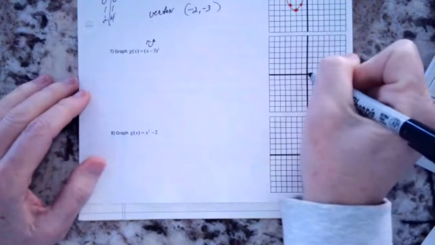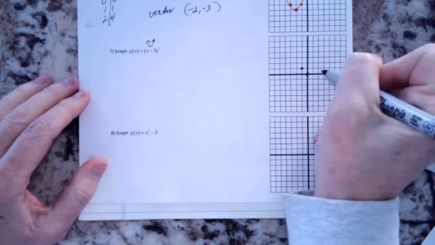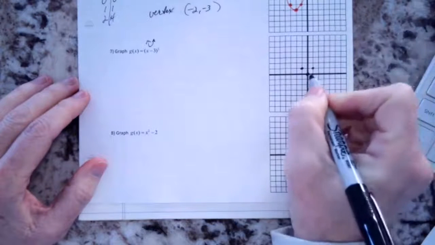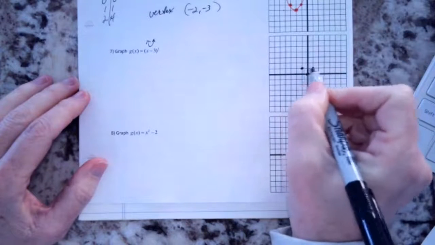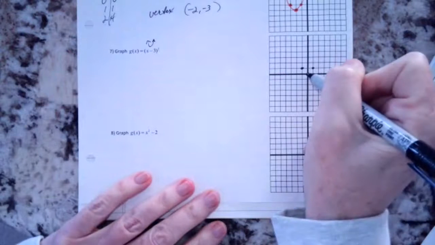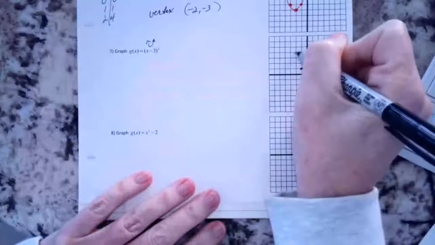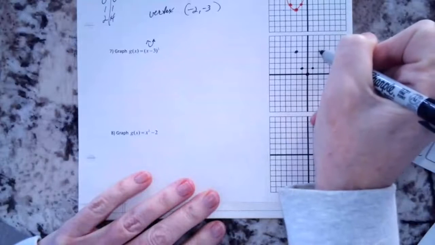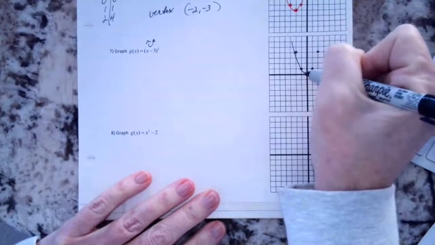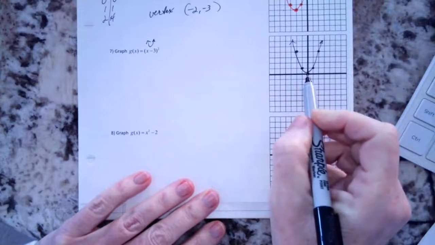If you want to draw it in here, (0, 0), (-1, 1), (1, 1). Go over 1, up 1, over 1, up 1. It's a symmetrical little rat face. Now let's do his little ears. Over 2, up 4, over 2, up 4, and draw him in. Okay, so that's the original graph of the parabola.